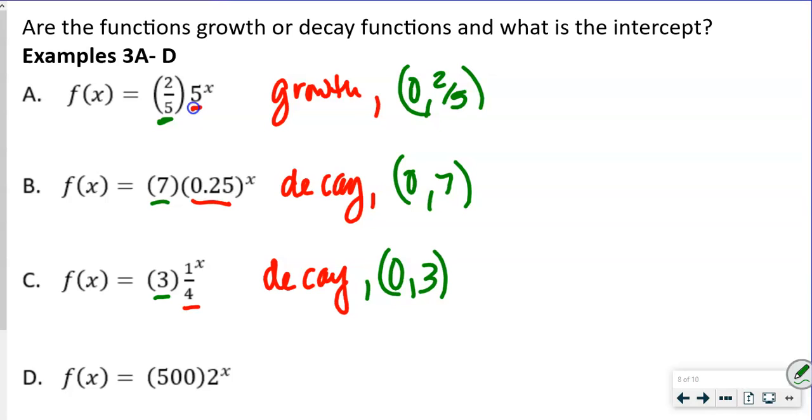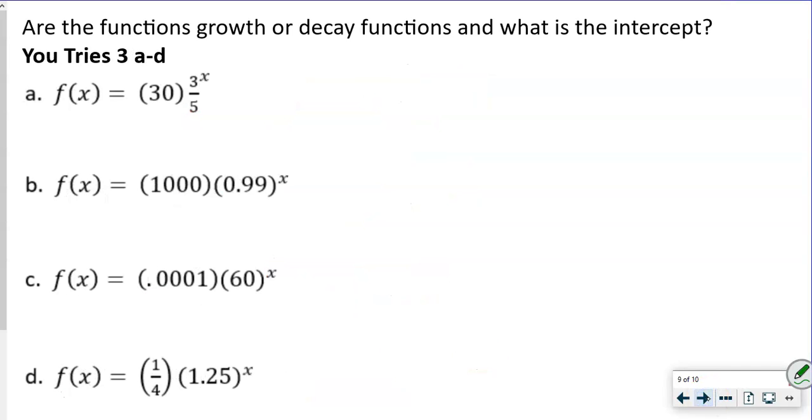Our last one down here, again, we're looking at this number. That's greater than 1, so this is going to be growth. And then our intercept is going to be 0, 500. All right, I'd like you guys to do these last 4 just for practice, and then come back to me when you're done.